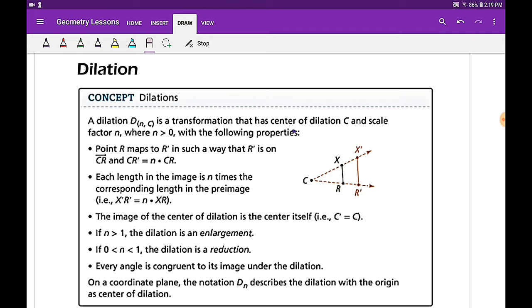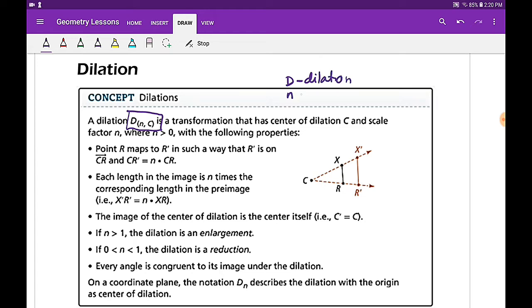A dilation with scale factor of n and center at point C is a transformation that has center of dilation point C and scale factor n, where n is greater than 0, with the following properties. Let's get down to the notation before we talk about the properties. Take note how I read the notation. This notation right here, that's the rule. Now, D is for dilation.